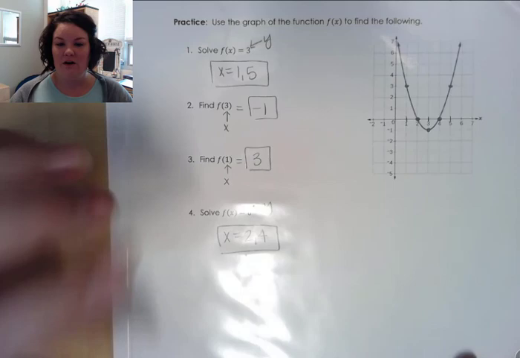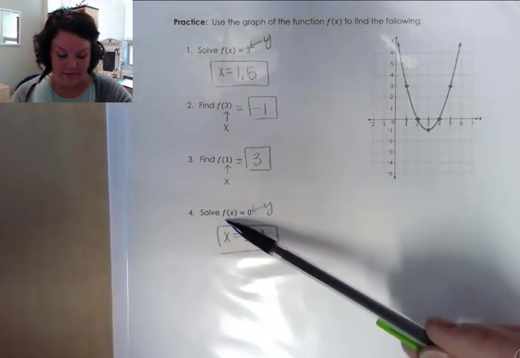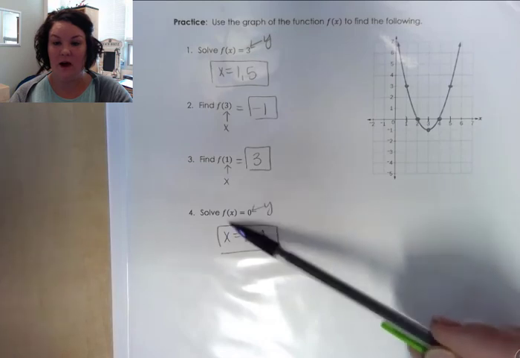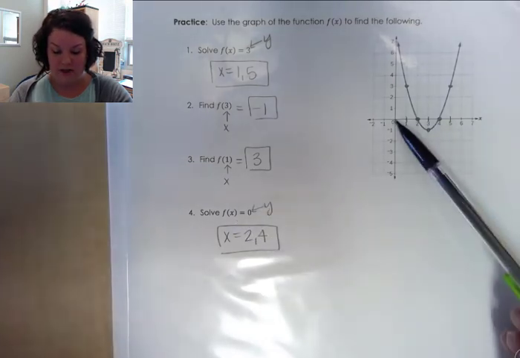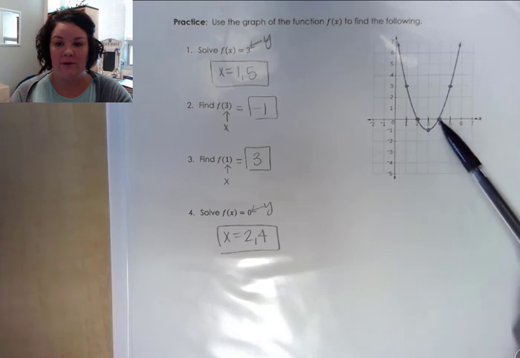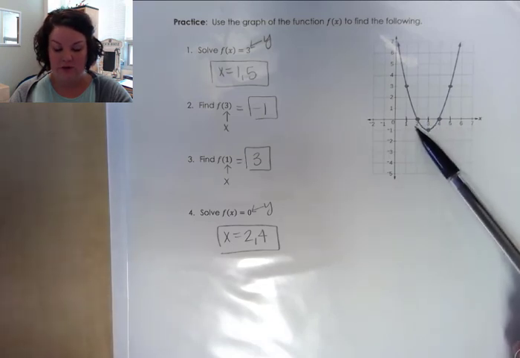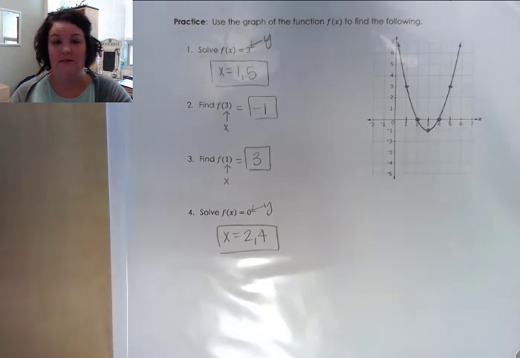And then our last one, sorry, I have a crazy glare. Our last one is when f of x equals 0. So they're giving us that y value of 0. When I go to where y equals 0, which is here, and come across, I have a 0 at this point on my parabola, and I have a 0 at this point on my parabola. Those two x values are at 2 and 4. So those are my solutions.